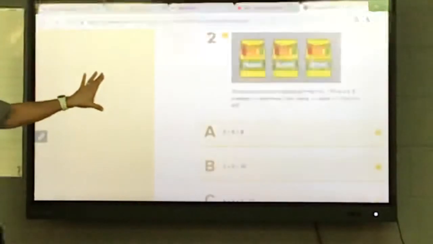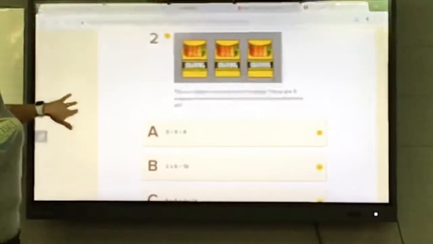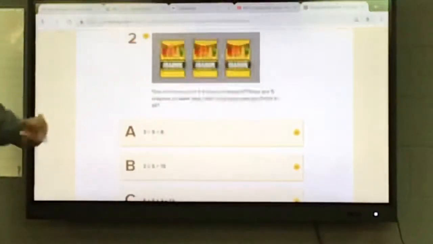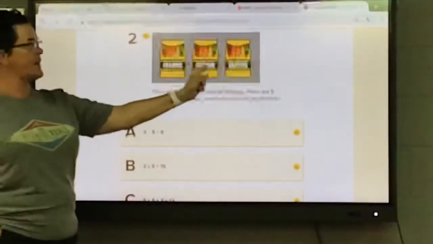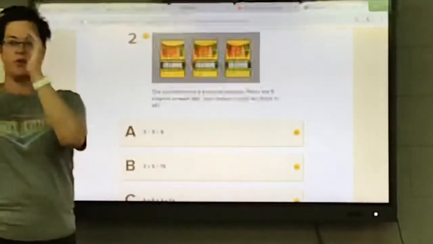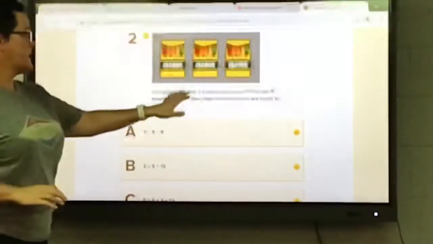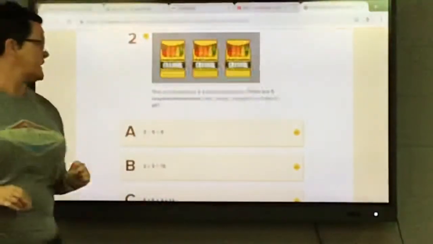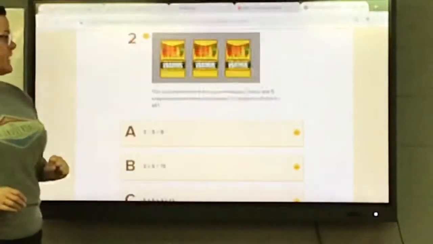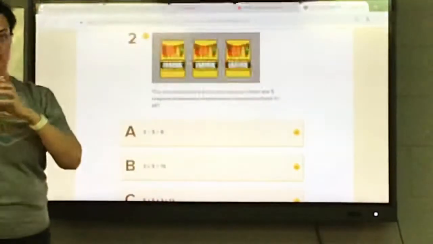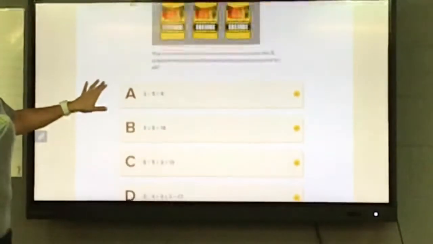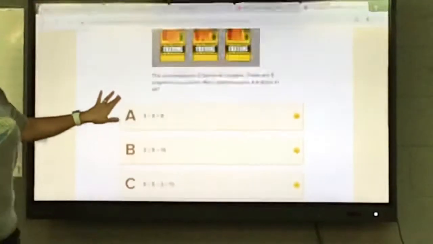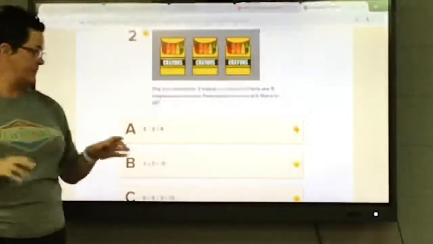Okay. The next one. The art center has 3 boxes of crayons. So there's 3 groups. There are 5 crayons in each box. How many crayons are there in all? 3 plus 5. So are there 8 crayons in all?